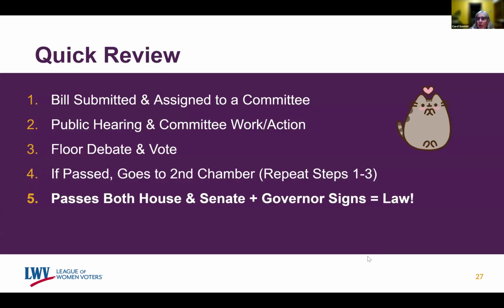Okay, quick review. A bill is submitted and assigned to a committee, then there's a public hearing and committee work action, a floor debate and a vote. If it passes, it goes to the second chamber. And if it passes both House and Senate, the governor signs it into law.